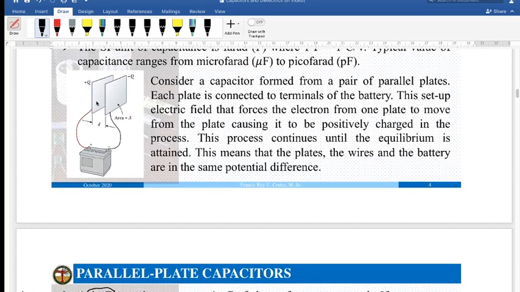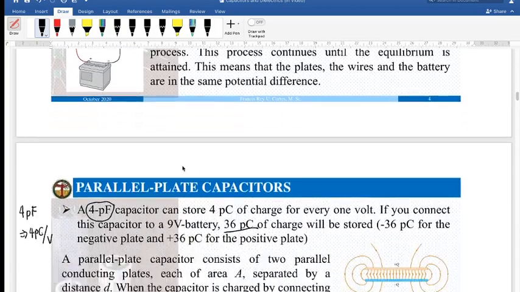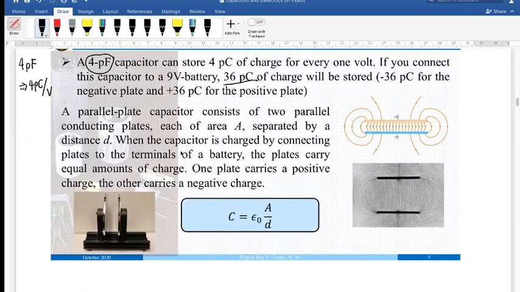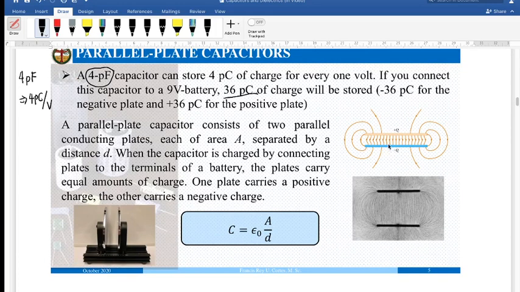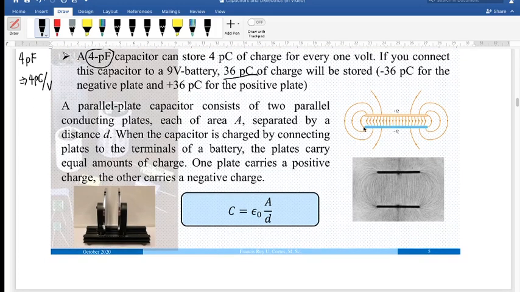Okay, the plate connected to the positive terminal becomes positively charged. The plate connected to the negative terminal becomes negatively charged. Okay, so that is what this statement means. I will not dwell on this, but I have to take a look at the electric field diagram or sketch of the parallel plate capacitor. As you can see here, in a parallel plate capacitor, the electric field lines will point from positive to negative.